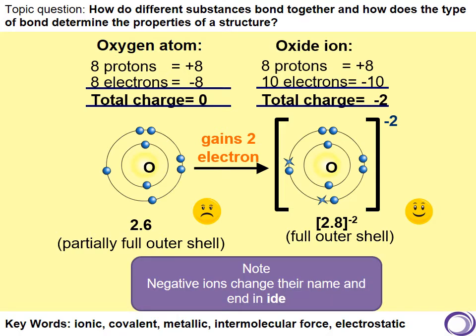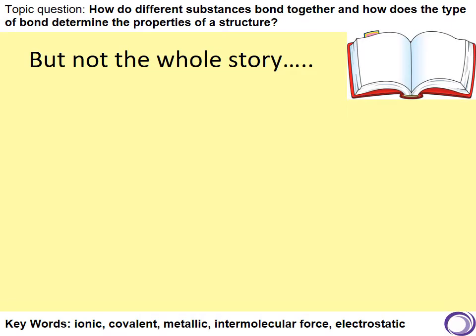Just like to point out that when negative ions are formed, the name changes, so the oxygen atom becomes an oxide ion, so they end in "ide", and on the previous slide we saw fluorine becoming fluoride. So when negative ions are formed, their names change. But that's not the whole story.